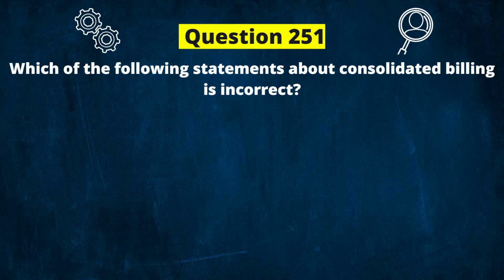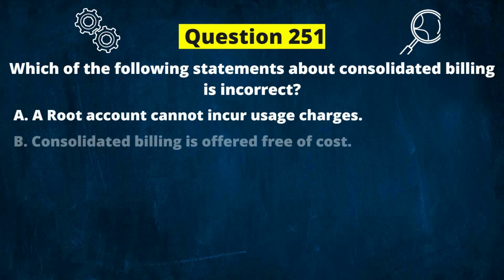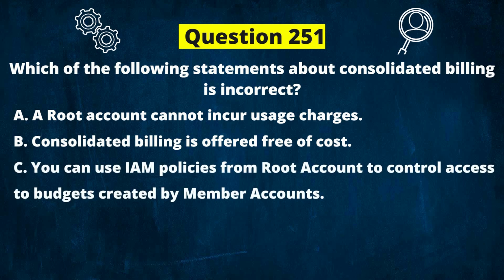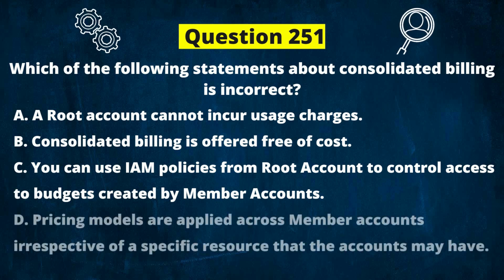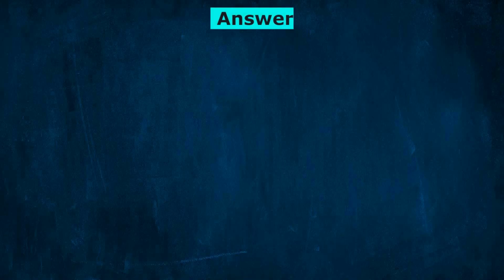And the options are: A. A root account cannot incur usage charges. B. Consolidated billing is offered free of cost. C. You can use IAM policies from root account to control access to the budgets created by member accounts. D. Pricing models are applied across member accounts irrespective of a specific resource that the accounts may have. And the correct answer is option A.